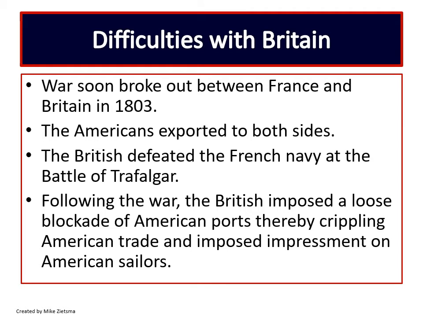Difficulties with Britain. War soon broke out between France and Britain in 1803 as Napoleon continued his conquest of Europe. The Americans exported to both sides. The British defeated the French Navy at the Battle of Trafalgar. However, Napoleon was not done. Following the war, the British imposed a loose naval blockade of American ports, thereby crippling American trade, and imposed impressment on American sailors. Impressment is when a British naval vessel boards an American ship and takes former British sailors.